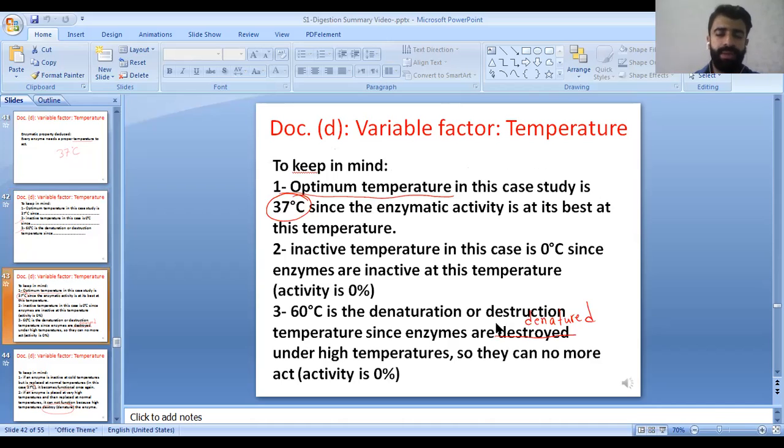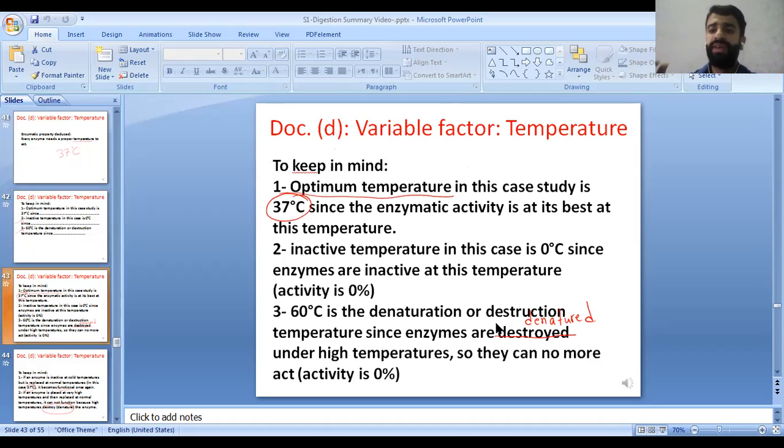Why? Because the enzymatic activity is at its best at this temperature. Inactive, it's 0. Why? Because the enzymes are inactive, they are sleeping. So these enzymes are sleeping at temperature 0, so we call it inactive temperature.